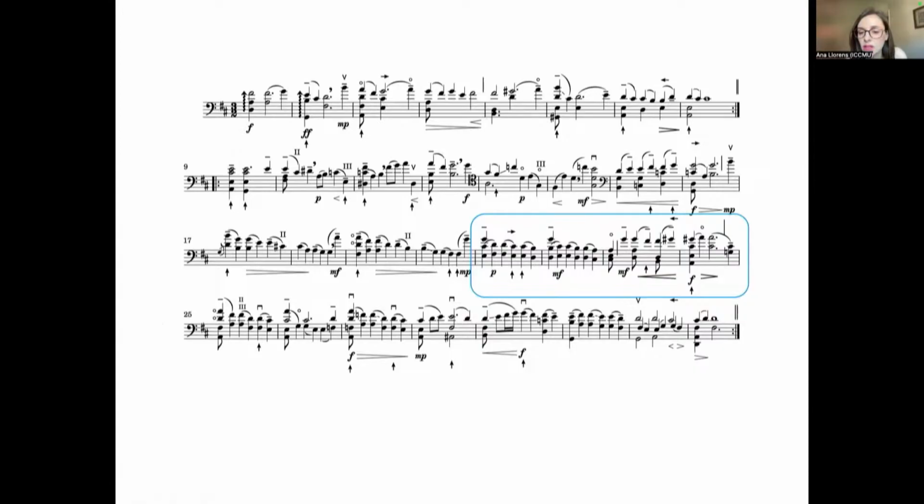Portamento returns here, often linked with modal mixture. In bars 25 and 27, Casals uses sliding gestures to highlight a shift from major to minor, a kind of expressive coloring that supports the tonal narrative. Here as well, he also manipulates bow pressure in response to both tones.